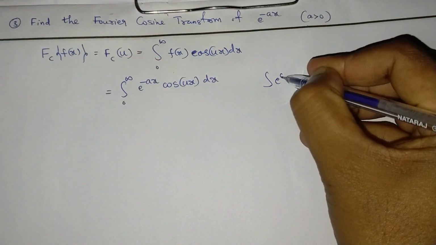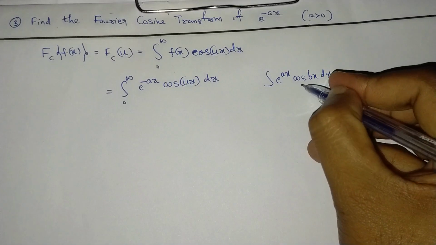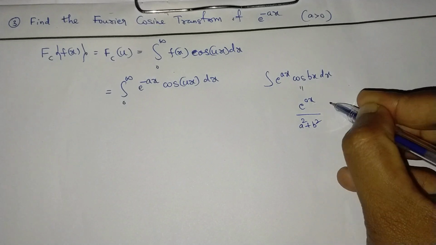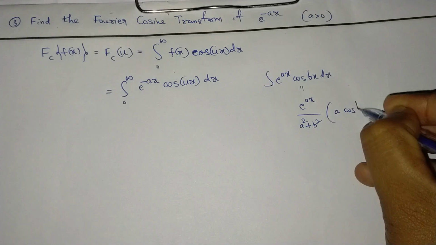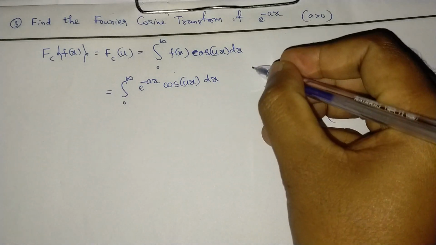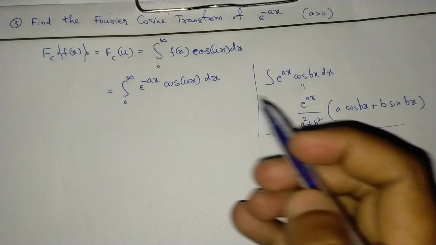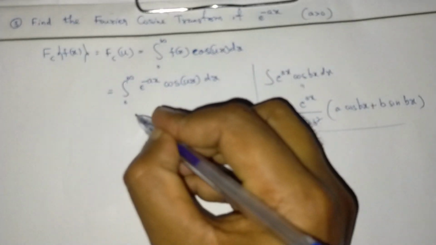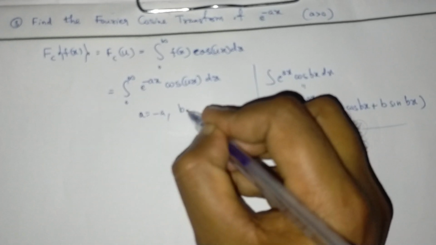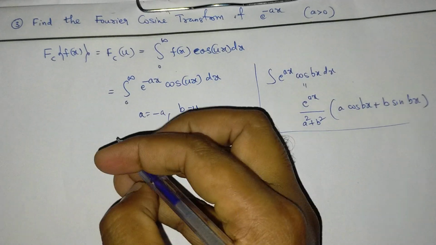We know that the integral of e power ax into cos bx is e power ax divided by a square plus b square, into a cos bx plus b sin bx. We know this formula, right? Here it is enough to substitute a by minus a and b by u. So we will get this.